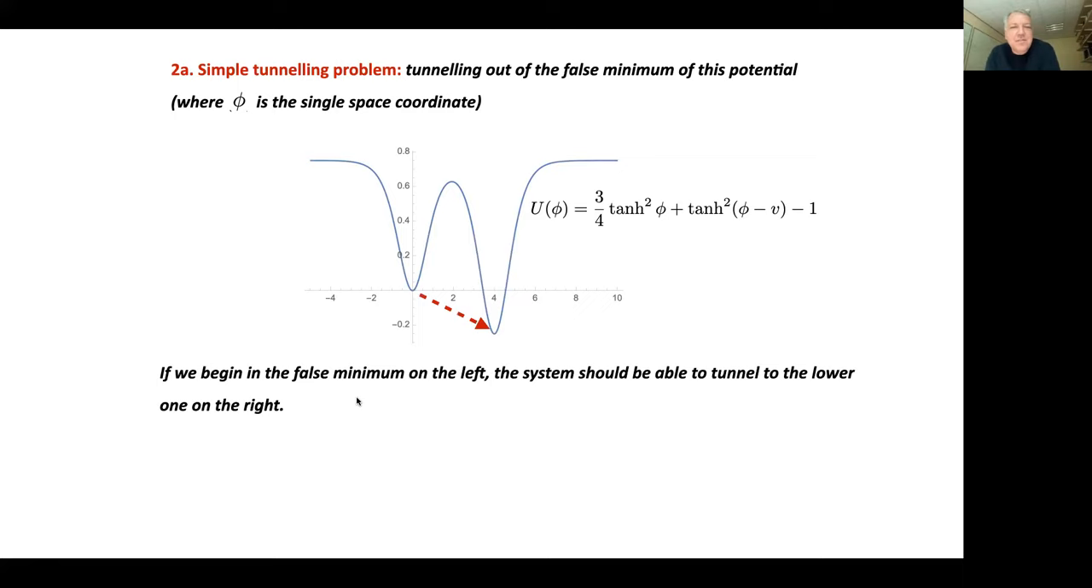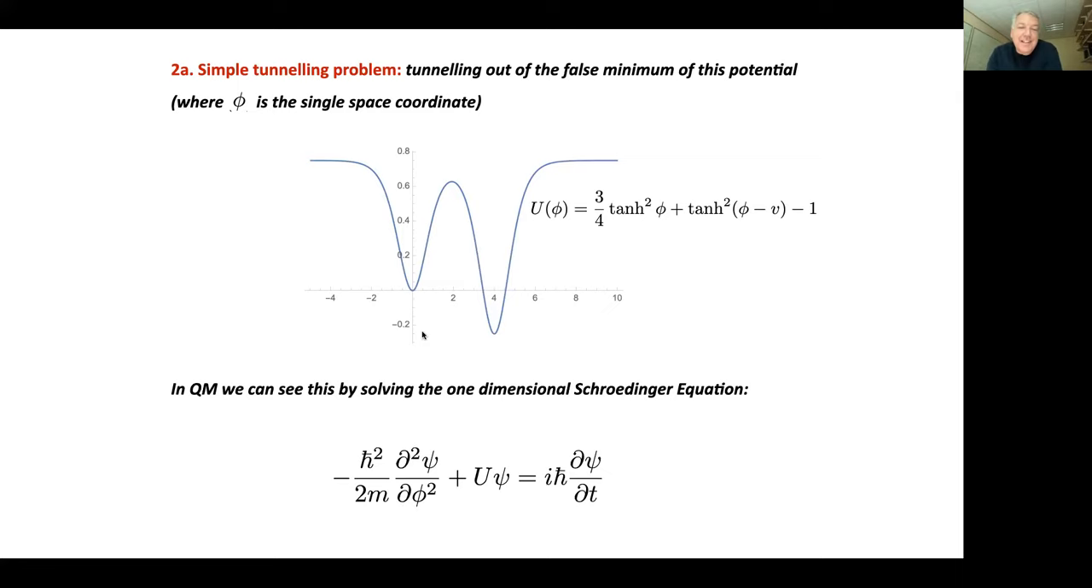We're going to make a potential. We're going to begin with the system stuck in the minimum on the left, and we're going to watch it tunnel to the one on the right. So in quantum mechanics, obviously, you know how to do this. This is the one-dimensional Schrödinger equation that you would need to solve. And so you can plug that into Mathematica.